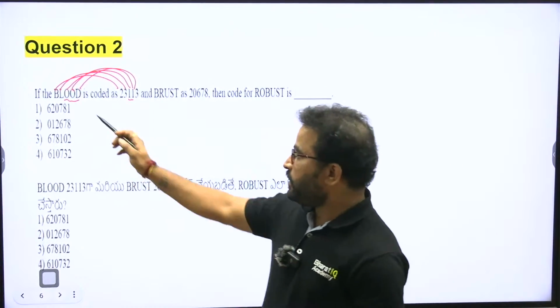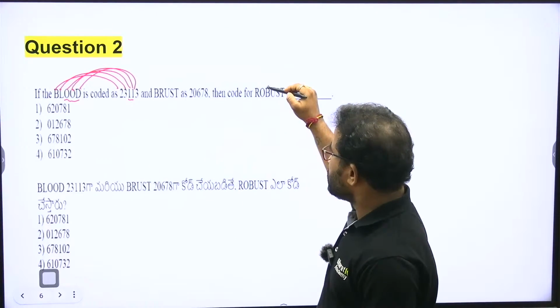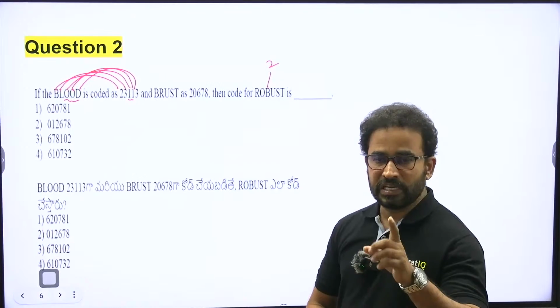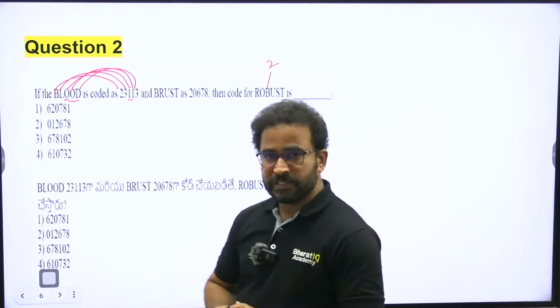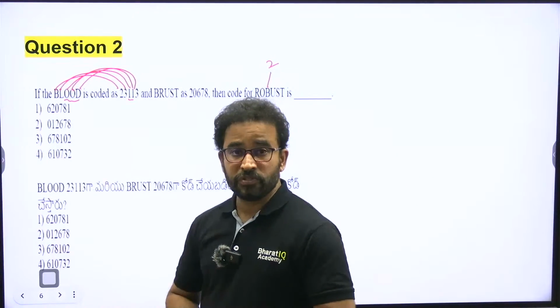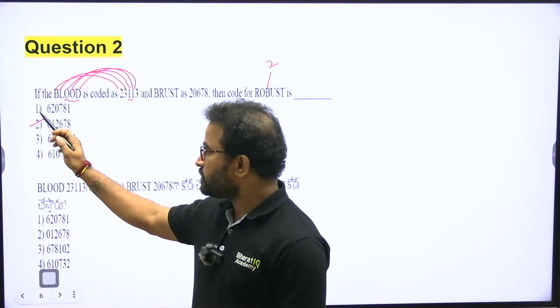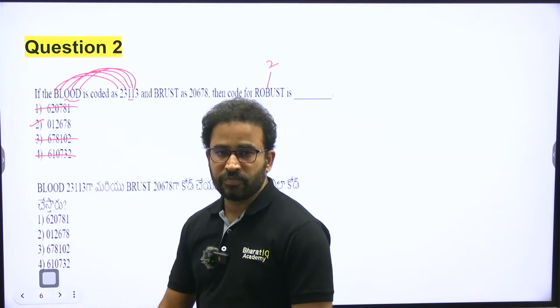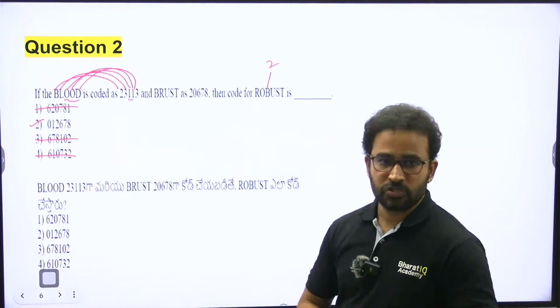Look at this one, B code is 2. So B is in the third position, and the third position must be 2. Now you can check which option has a 2 in the third position. Look at this one, except the second option, no other options end with a 2 in the third position. So our answer is 2, the right one.